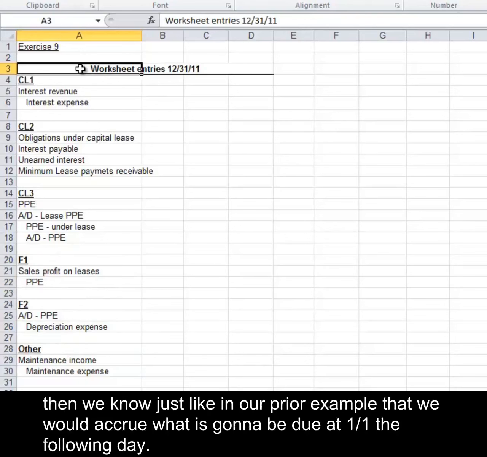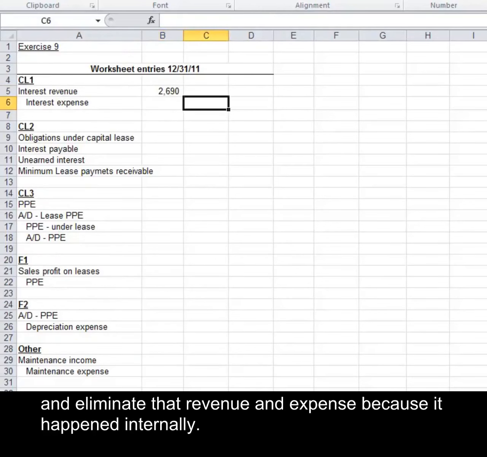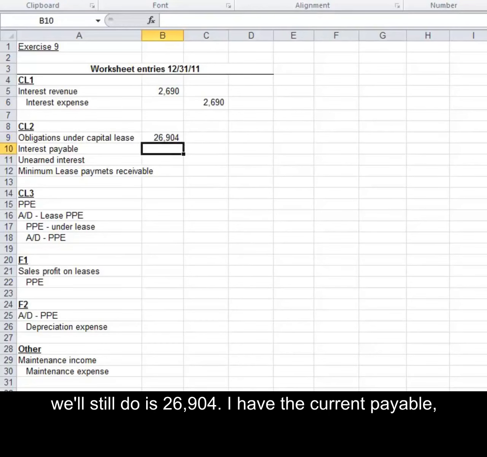So if we're doing these entries as of 12/31/11, then we know, just like in our prior example, that we would accrue what is going to be due at 1/1 the following day. So we want to take the $26.90 and eliminate that revenue and expense because it happened internally. Just like exercise 8 then, I'm going to pick up the obligation that is outstanding from the table. You'll see that as of 1/1/11, or right before 1/1/12, what's still due is $26,904.